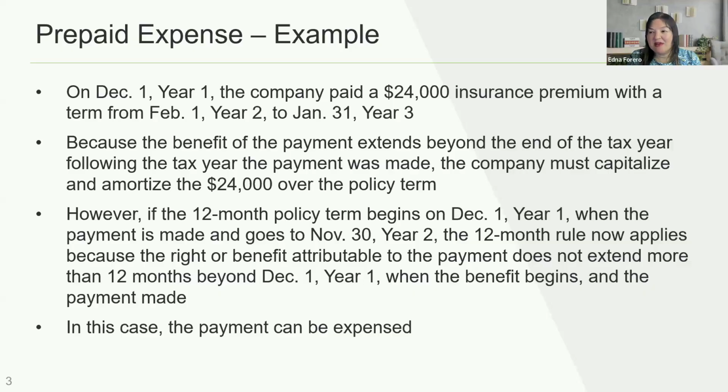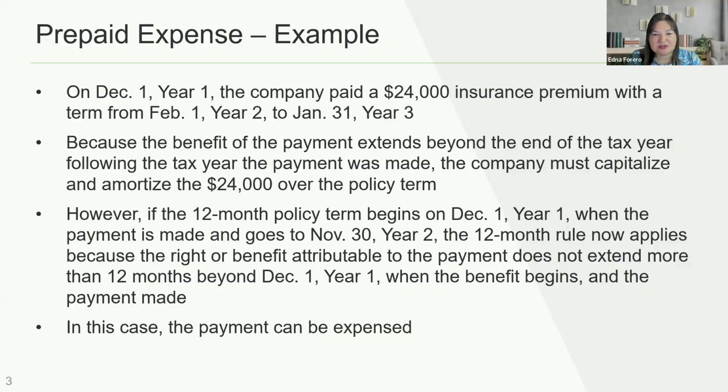And because the right or benefit is attributable to the payment, and it does not extend more than 12 months beyond December 1, when the benefit begins, payment has been made and can be expensed in this particular case. So remember, it's important that any advance payment that's not meeting the 12-month rule is capitalized and deducted in the year that the benefit applies.